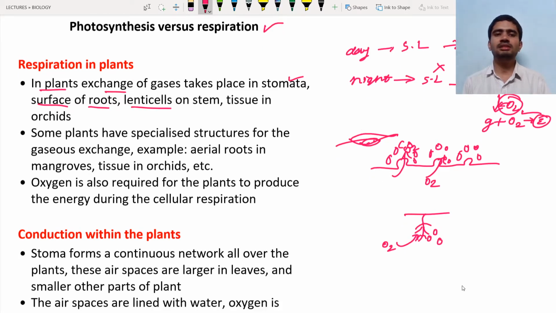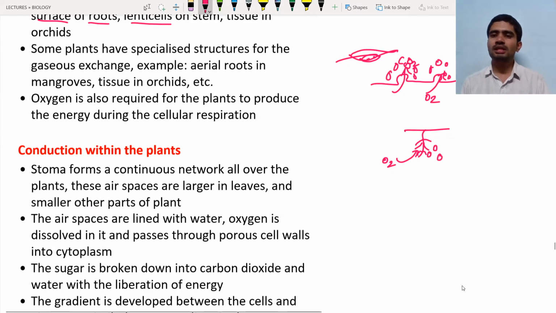Now, lenticels on the stem. Lenticels are specialized structures. Let us consider this is the stem of the plant or a tree. On the stem you can see small holes or small bulging appearances. Such bulging appearances are known as lenticels. In the textbook you can see the lenticel image clearly. Their main function is to help in the exchange of gases.